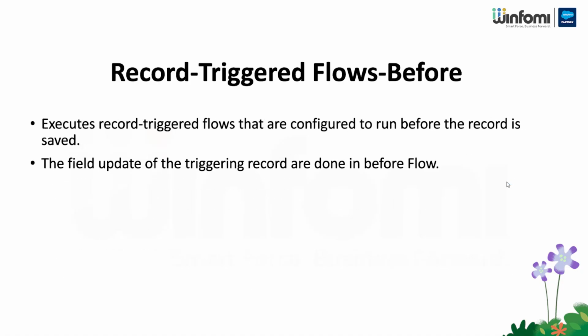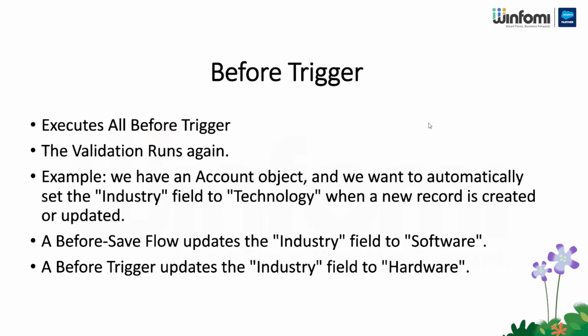The next step is the before record-triggered flow, and this is the third step. It runs after the system validations. The next one is the before trigger. After the before flow runs, the before trigger runs as the fourth step, and it executes all the before triggers, before insert and update.